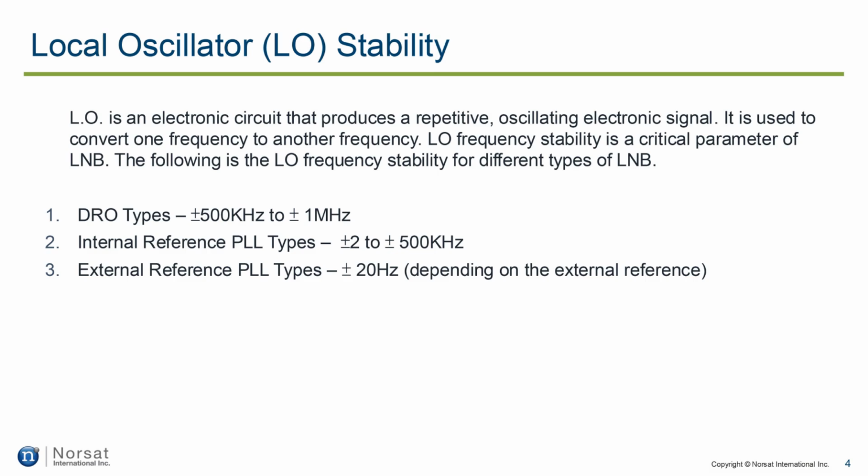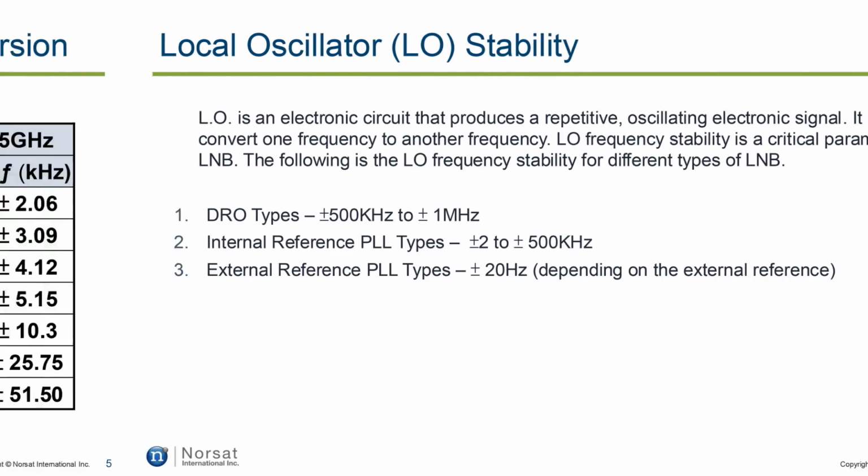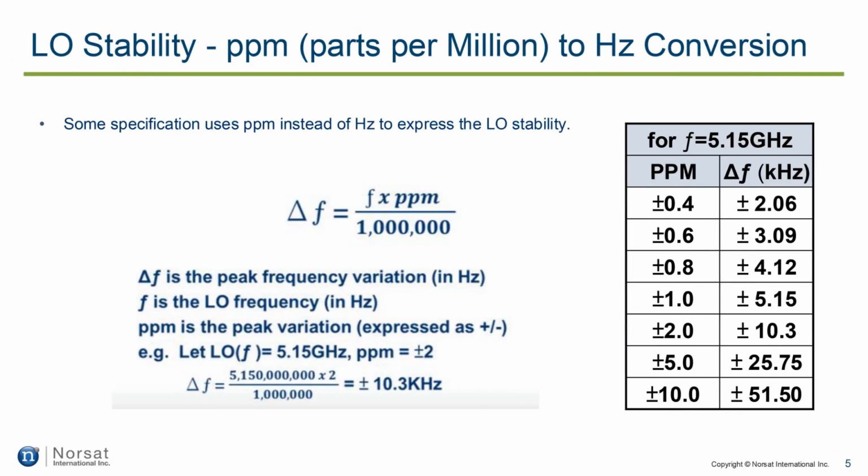In some technical specifications, the LO stability is expressed in parts per million instead of hertz. Parts per million is the frequency variation ratio based on the frequency received. LNBs on multiple bands will have a different parts per million because the received frequency is different, even when the LO stability is the same value. There is a formula that can convert parts per million to hertz and vice versa. On the right-hand side, we show a table that compares the parts per million and hertz equivalent values for a C-band LNB.